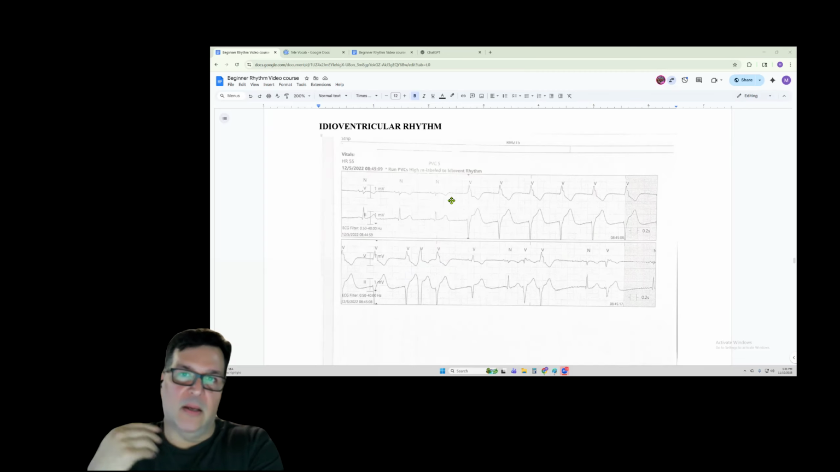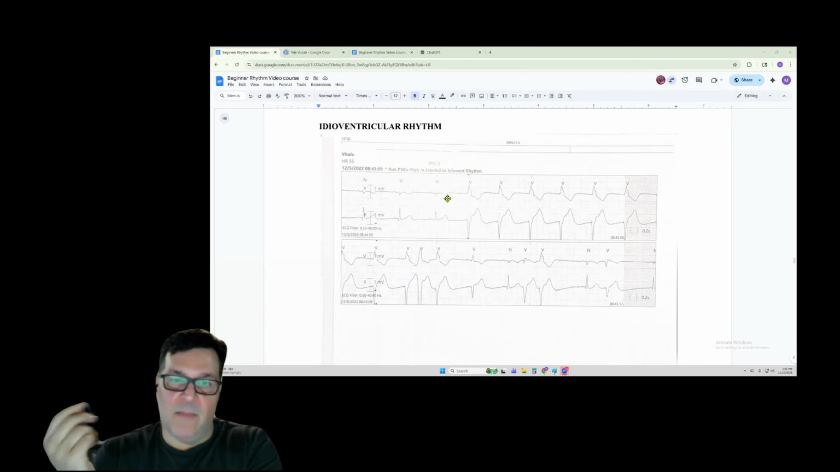Where idio is a competing pacemaker cell, there's a little, it's like the opposite of a compensatory pause, but there's a little gap of time before that extra rhythm kicks in.